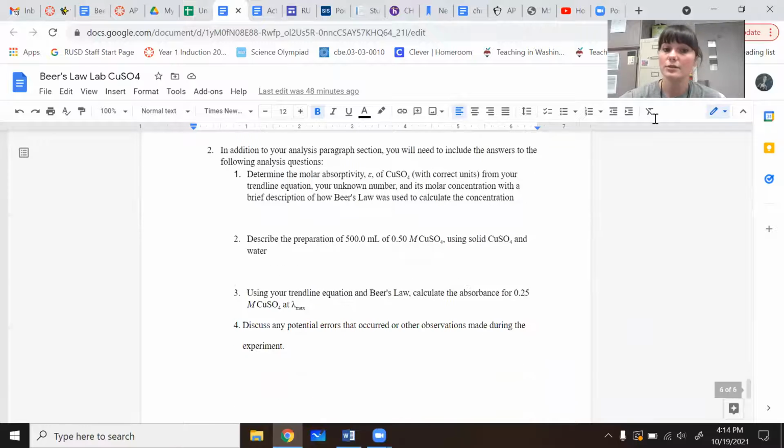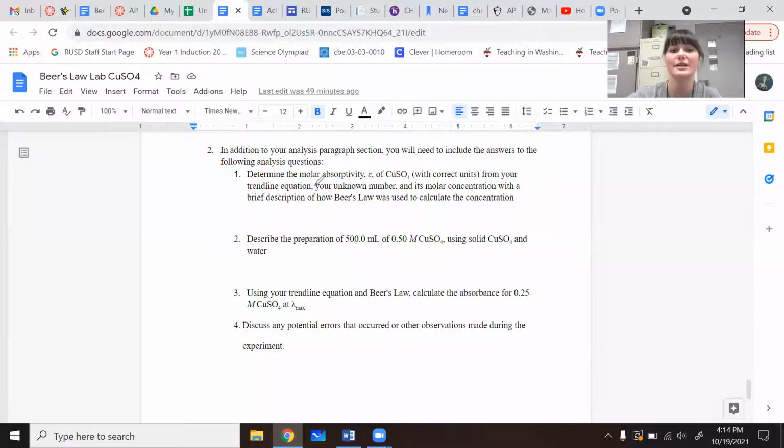In addition to your analysis paragraph, in which you will talk about how accurate your data was and what you think went wrong, i.e., most of you should be citing the fact that our spectrophotometers are old and janky and there's chalk in them. In addition to all of that, you're going to answer these questions. So this is going to be your post-lab question section.